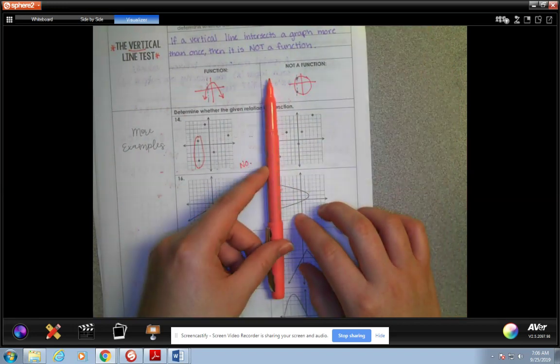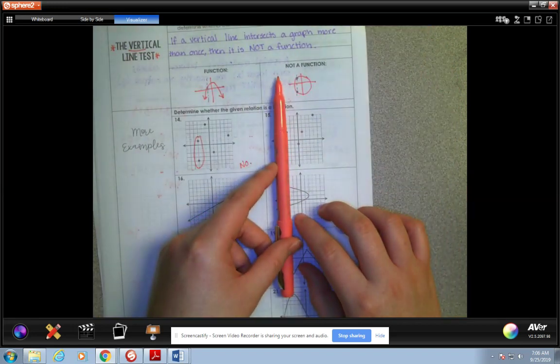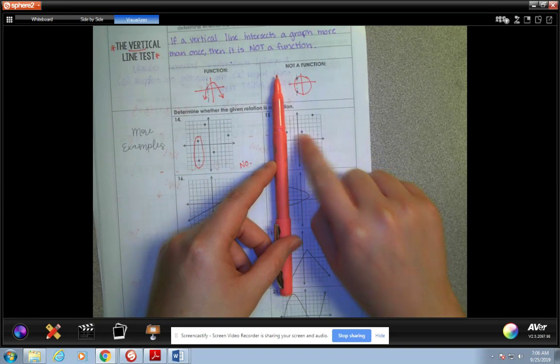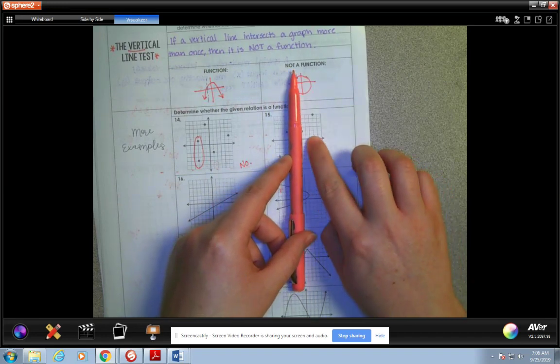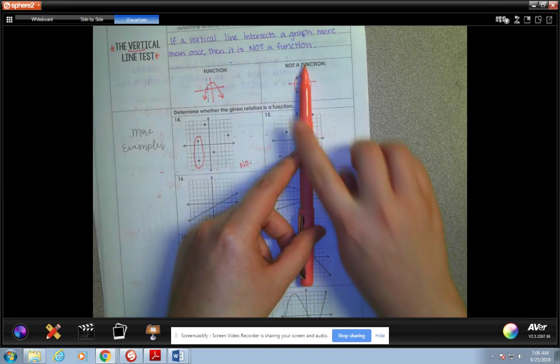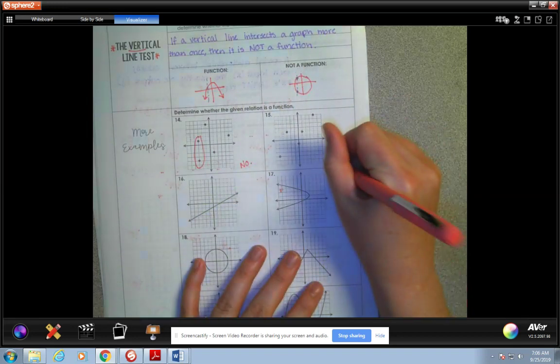All right, 15, I'm doing the vertical line test. It hits at this point just once. Moving over, it's hitting this point right here just once. Moving over, it's hitting this point on the axis just once. Moving over, just once, just once. So this one would be a function, yes.